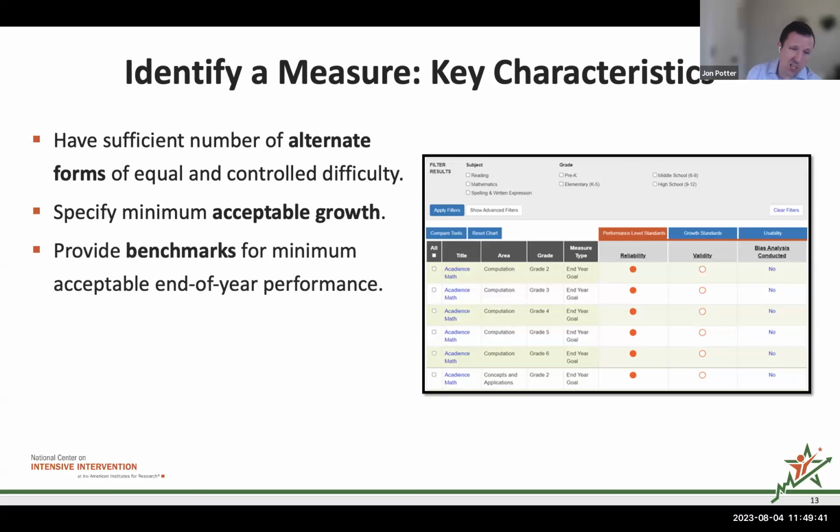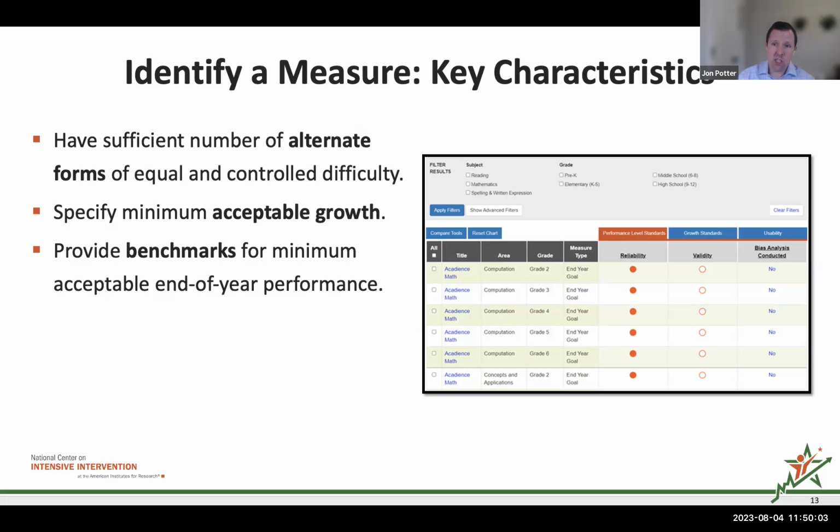They should also provide benchmarks for minimum acceptable end of the year performance. So basically that's where do we expect kids to be at the end of the year to say that they're at grade level or they are proficient in a skill. Your progress monitoring measure should have that. That should be in the form of benchmarks or percentile ranks or some way of saying if kids get to this score, they're generally going to be on track.